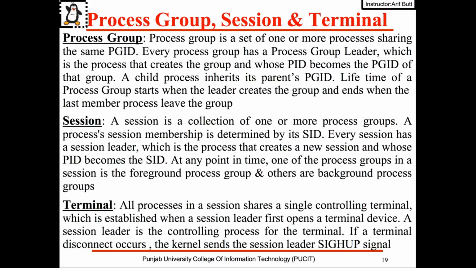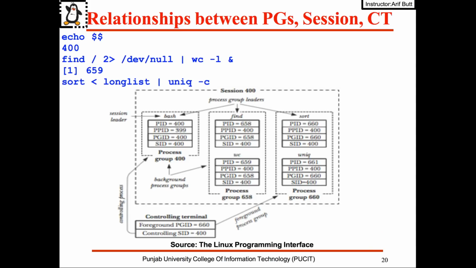Terminal. Well, dear students, all processes in a session share a single controlling terminal, which is established when a session leader first opens a terminal device. If a terminal disconnect occurs, the kernel sends the session leader a SIGHUP signal. Well, this slide shows the relationship between the process groups, session, and a controlling terminal.